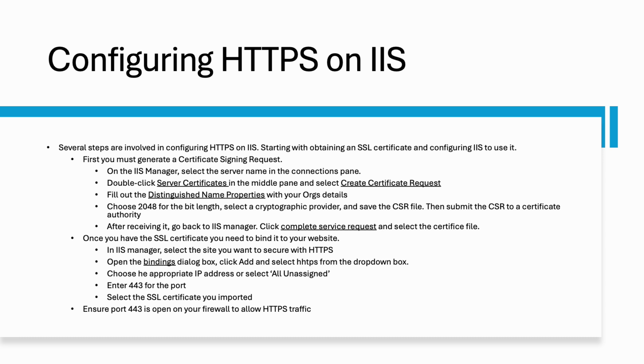Once you have the SSL certificate, you need to bind it to your website. So in the IIS Manager, select the site you want to secure with HTTPS. In the bindings dialog box, add it to the appropriate IP address. Make sure you enter 443 for the port and select the SSL certificate you imported. You also need to ensure port 443 is open on your firewall to allow HTTPS traffic.